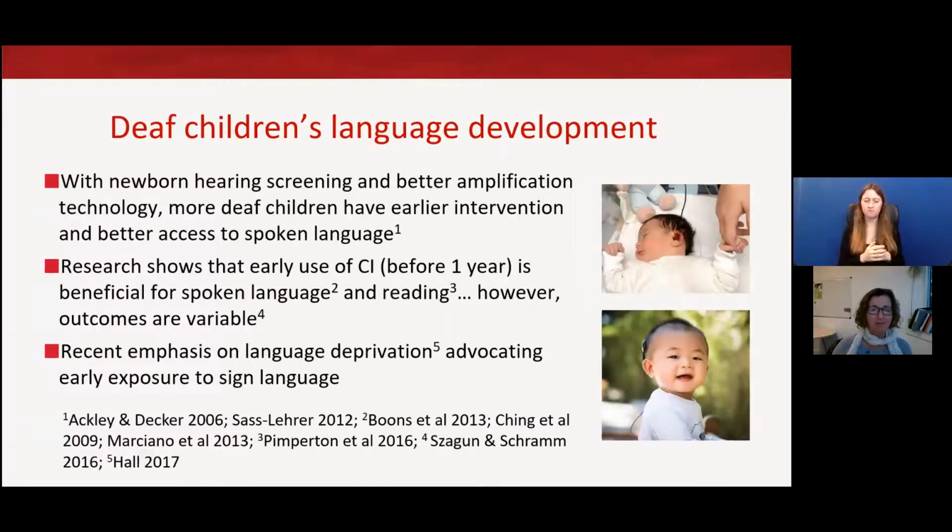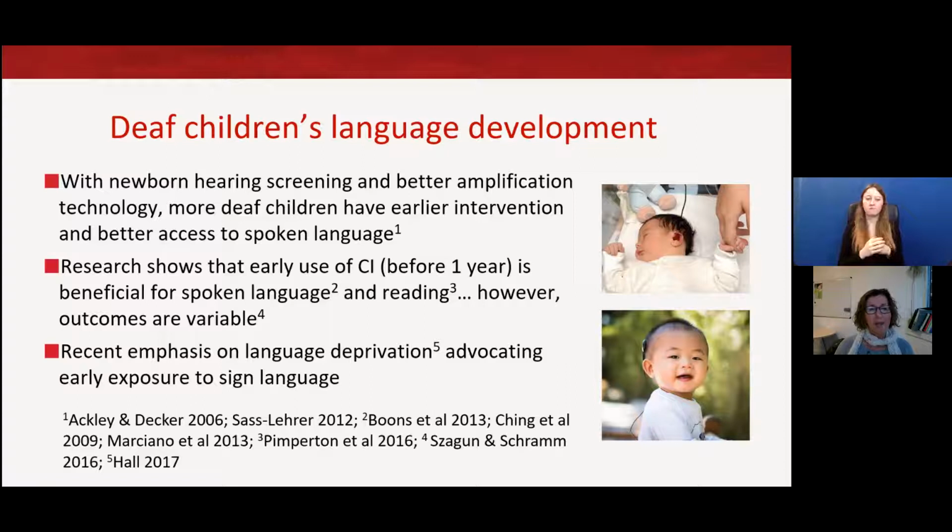So let's kick off, starting with thinking about deaf children's language development. Well, as you all know, things have changed very dramatically in recent years. Nowadays, children are getting diagnosed as being deaf at a much earlier age than previously, usually at birth. They have opportunities to have early cochlear implants. They have high quality digital amplification aids. As a result of that, more children are also getting the opportunity for earlier intervention and better access, certainly to spoken language. The question is, is that also the same for sign language? We'll touch on that.